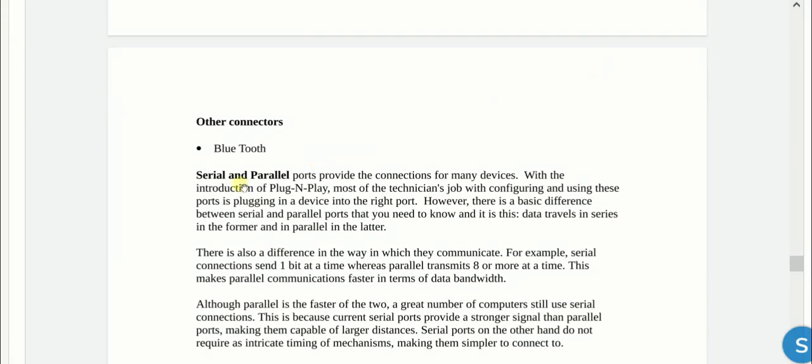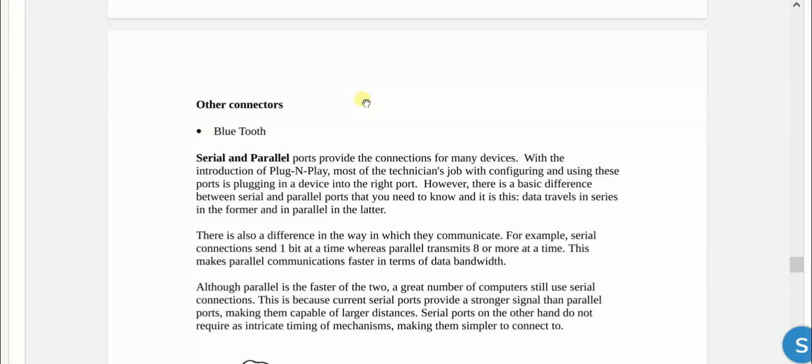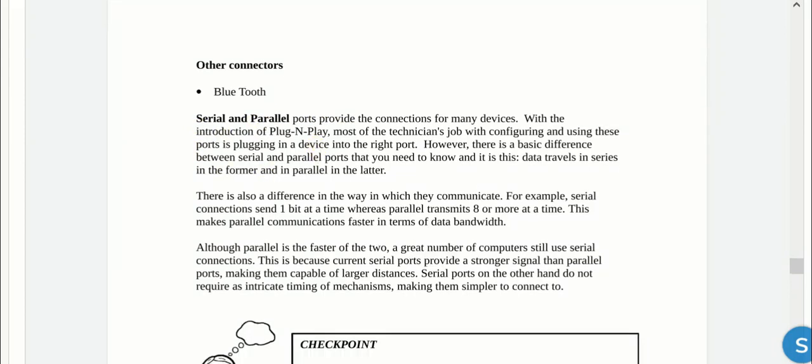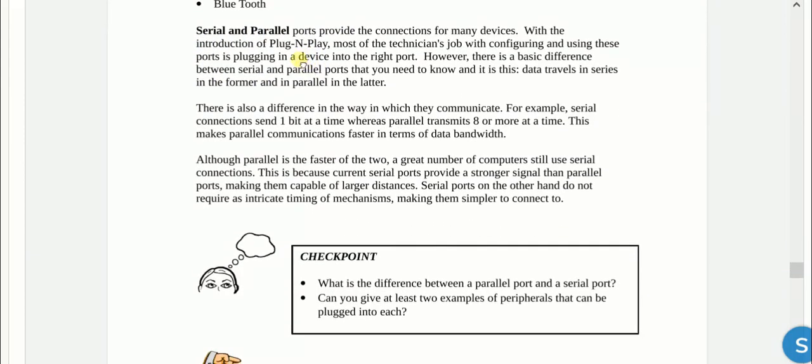All right, and I did mention Bluetooth as a form of connection before other connectors. We talk about your Bluetooth, and we did mention serial and peripheral ports just now.